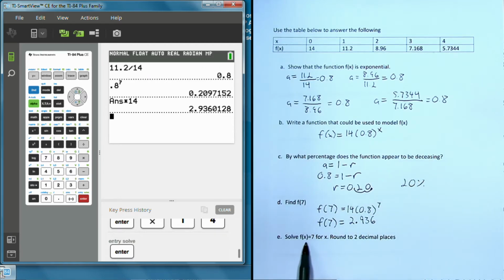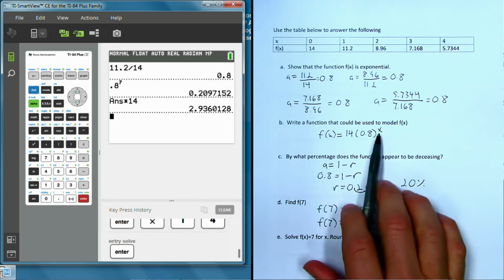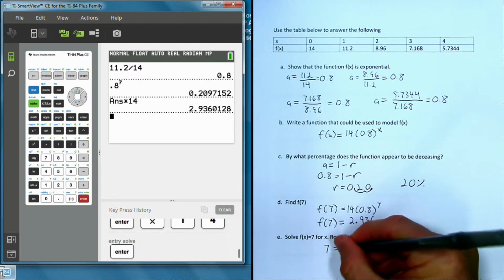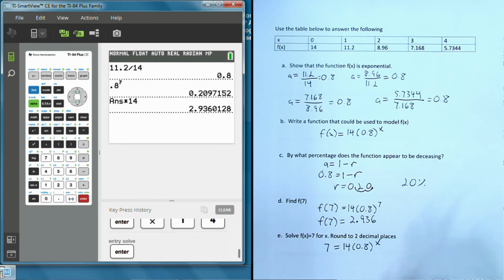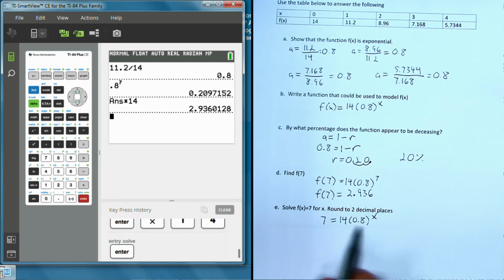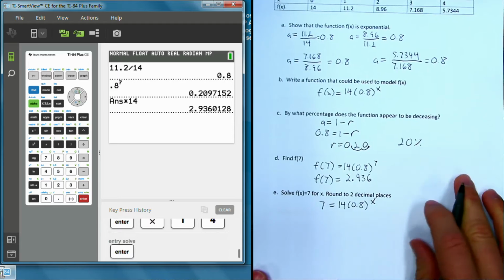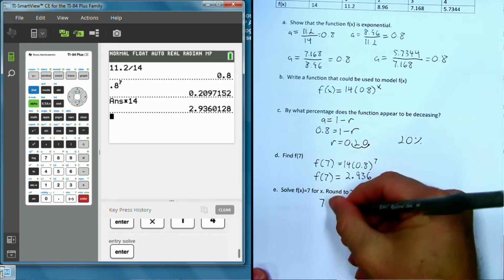This next question looks very similar, but it's asking for something completely different. Here we want to know when this f of x value will equal 7. What x value would give us 7 for the function value? So we're trying to solve 7 equals 14 times 0.8 to the x. Now you could solve this by graphing, but my suggestion, now that we have our knowledge from section 4.5, is that we can use logarithms to solve something like this. So to use logarithms, the first thing we need to do is get this exponential part by itself, so we're going to divide by 14.